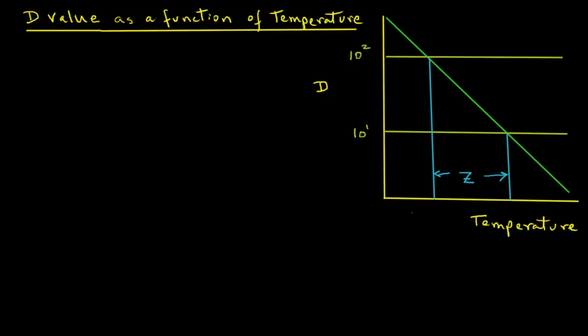And as this line traverses one log cycle, we obtain the Z value, as shown here. Now, if we select another temperature, T, on this line, which has a D value of dT, and also select another temperature, 121.1 degrees C, as we see on this plot, we have two similar right angle triangles. There is ABC, a right angle triangle that represents the temperature difference Z as the line traverses one log cycle. And also we have a triangle PQR, which represents the other two temperatures we had selected.